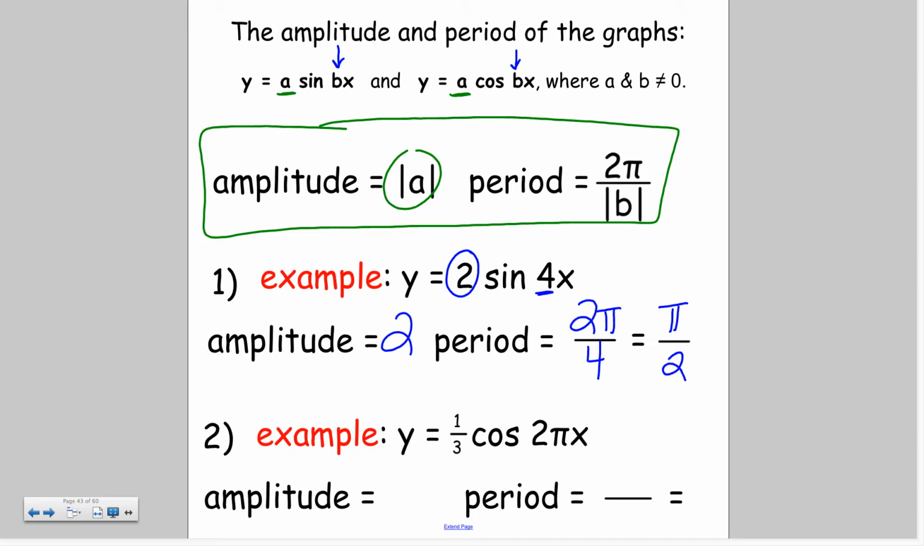All right, number 2. Amplitude is in front, so your amplitude is 1/3, which means it only goes up to 1/3 and down to -1/3. Period is anything in front of x, so this time you've got a 2 pi in front of x. So your formula is 2 pi over b. B in this case is 2 pi. And that can be simplified to 1. Make sure you simplify those periods. So that would mean that your graph goes to 1 and stops. That would be the length of one wave.